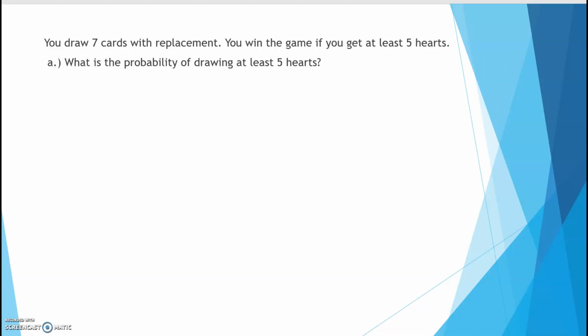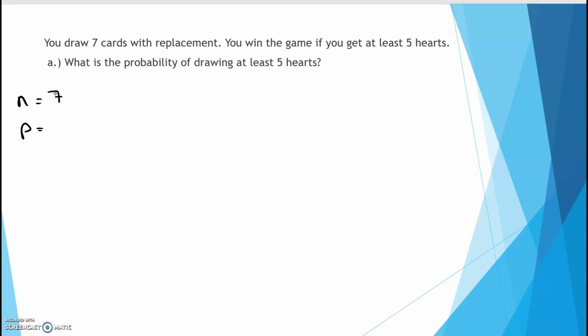You draw 7 cards with replacement. You win the game if you get at least 5 hearts. What's the probability of drawing at least 5 hearts? Or basically, what's the probability of winning? So our N is going to be 7, because you're drawing 7 cards here.